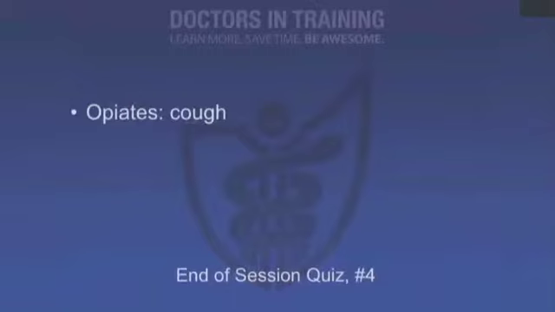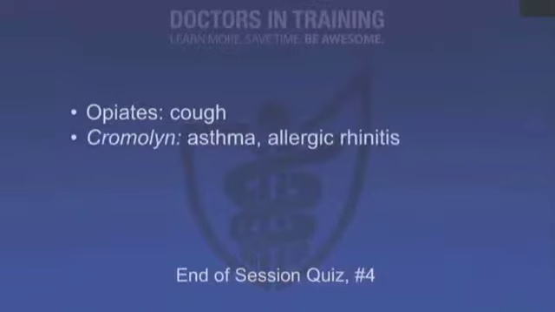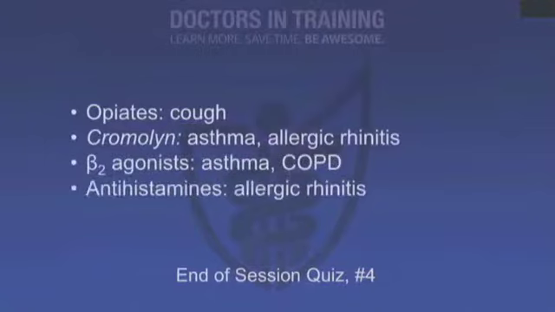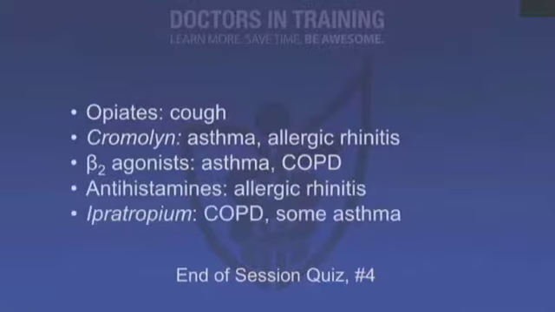All right, the next question. Match the agents below with the respiratory condition that they're used to treat. So I'm going to start with the opiates and work my way across. So the opiates are used to treat cough. Cromolyn is used to treat asthma and also sometimes allergic rhinitis. The beta-2 agonists can be used in the treatment of asthma and also COPD. Antihistamines are used to treat allergic rhinitis. Ipratropium is used to treat COPD and sometimes asthma.